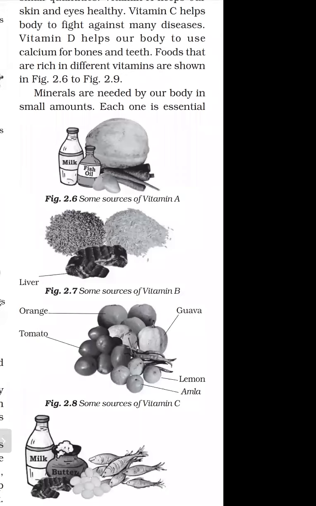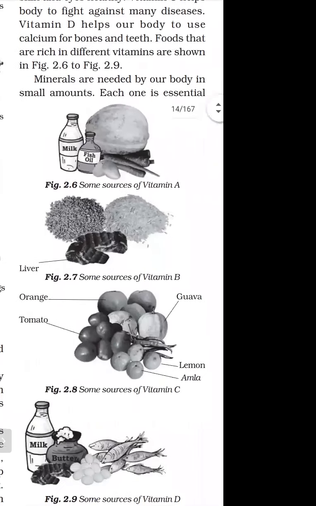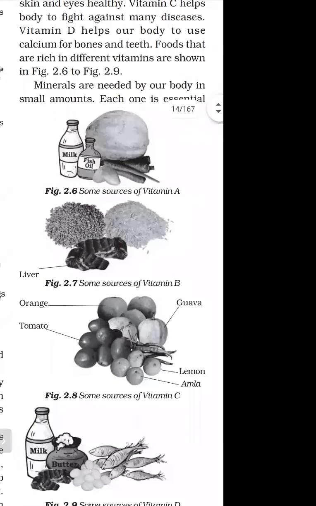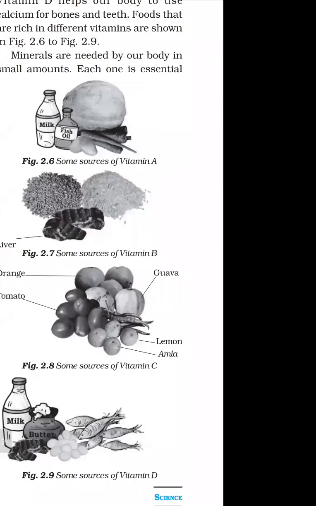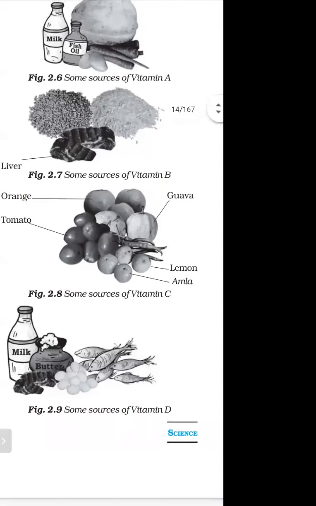And what is the function of vitamin D? Vitamin D helps our body to use calcium for the bones and teeth. As shown in figure 2.9, what are the sources of vitamin D? Fish, milk, butter, eggs. These are the sources of vitamin D.